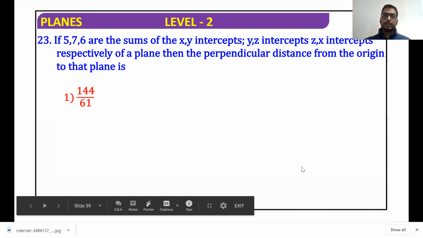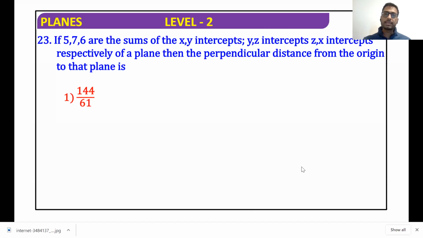5, 6, 7 are the sums of xy intercept, yz intercept, and zx intercept respectively of a plane. Then the perpendicular distance from origin to that plane is equal to question mark. We have formula for perpendicular distance from origin. Formula is mod of d upon under root of a square plus b square plus c square. What we are going to need over here is first to get value of that mod of d, and then to get values of a, b, and c.